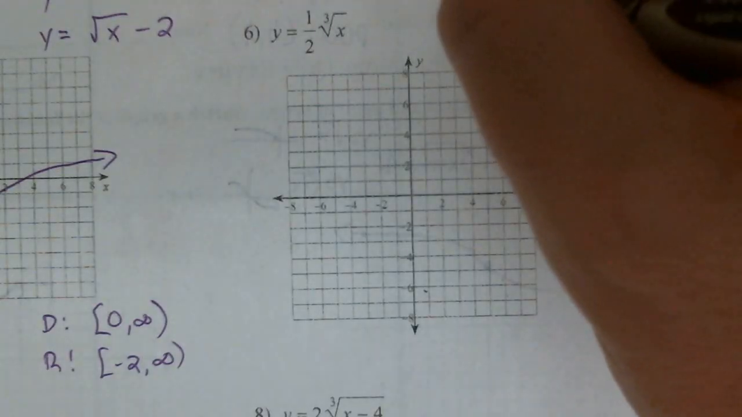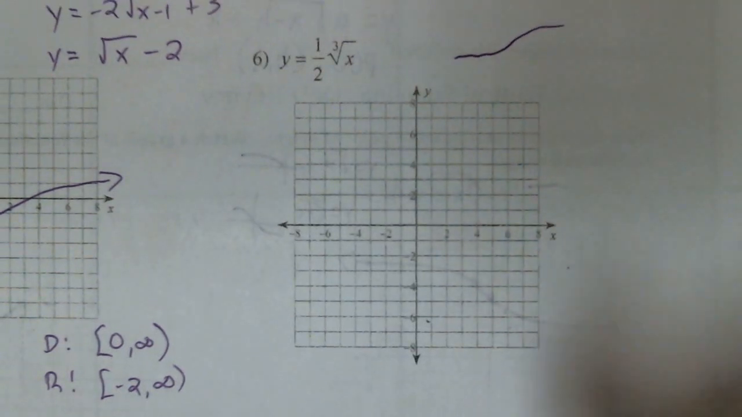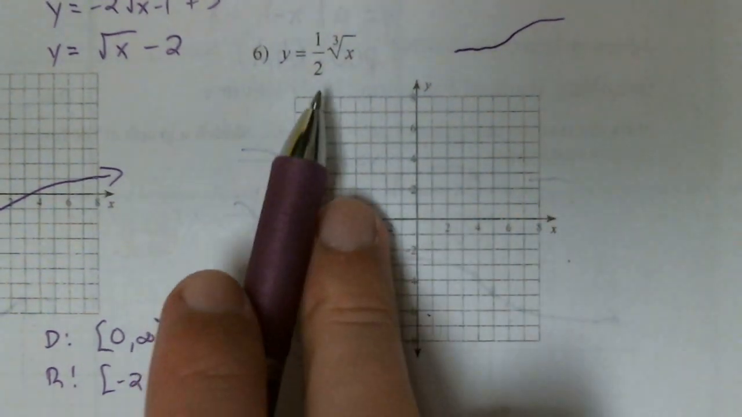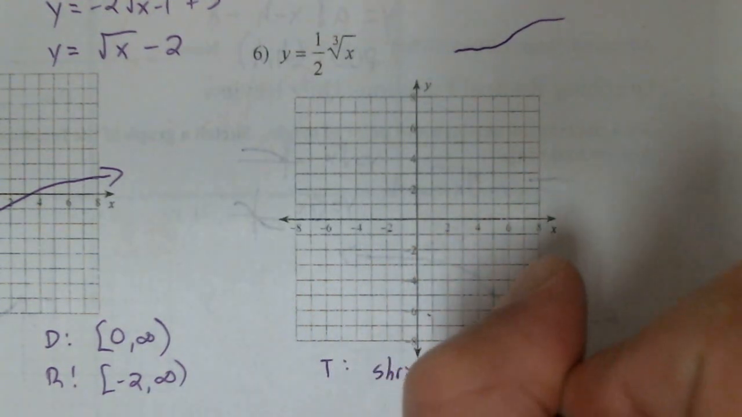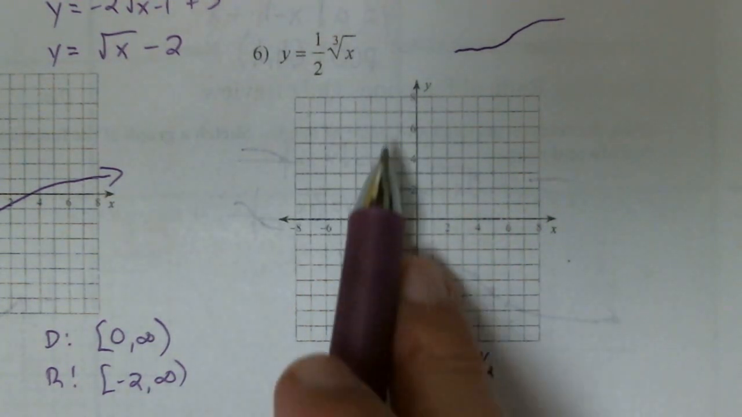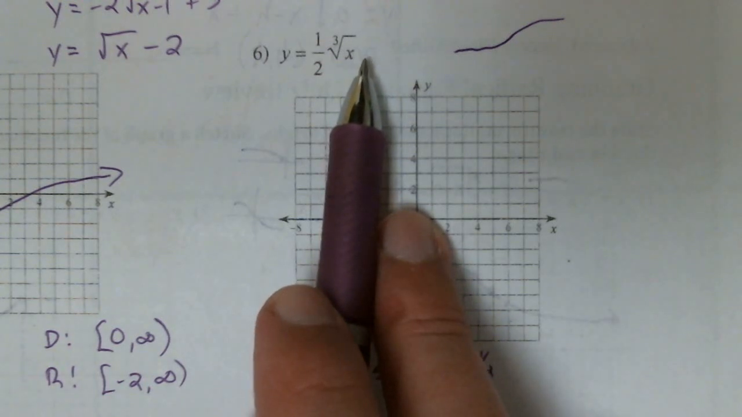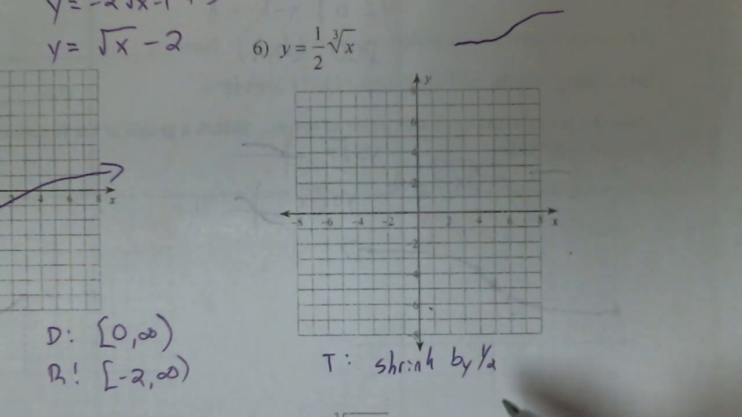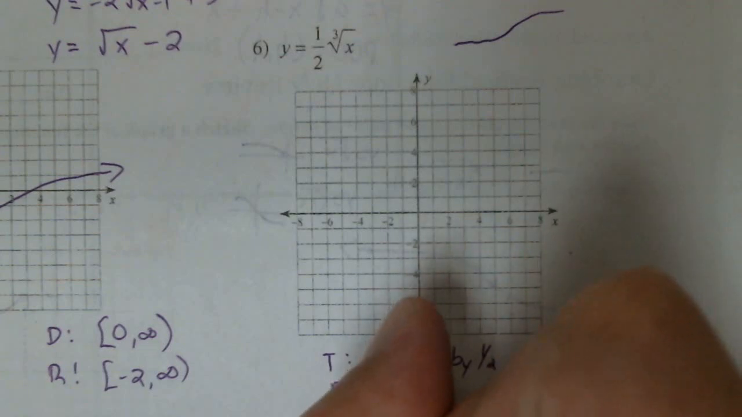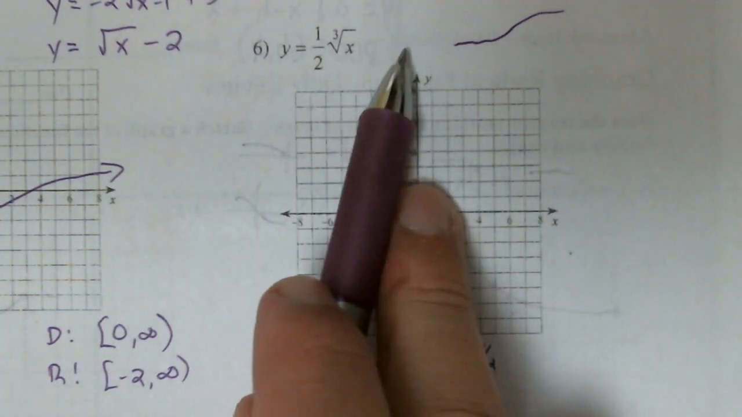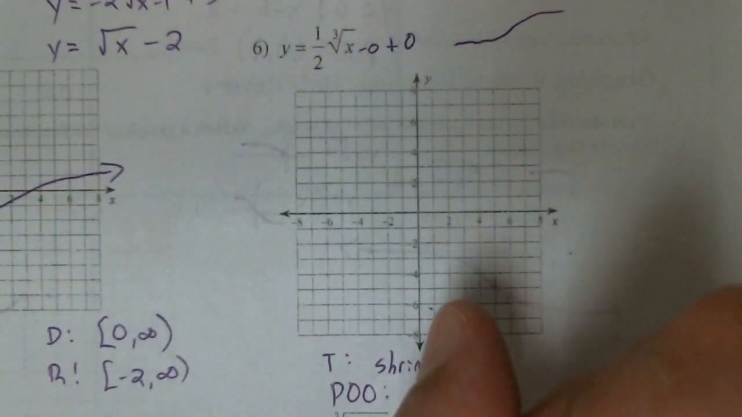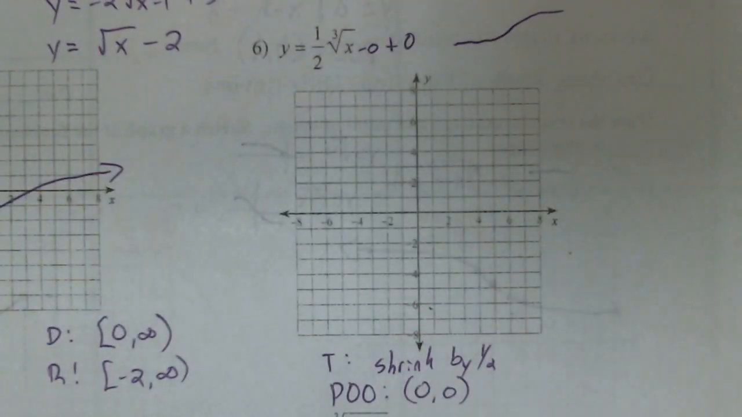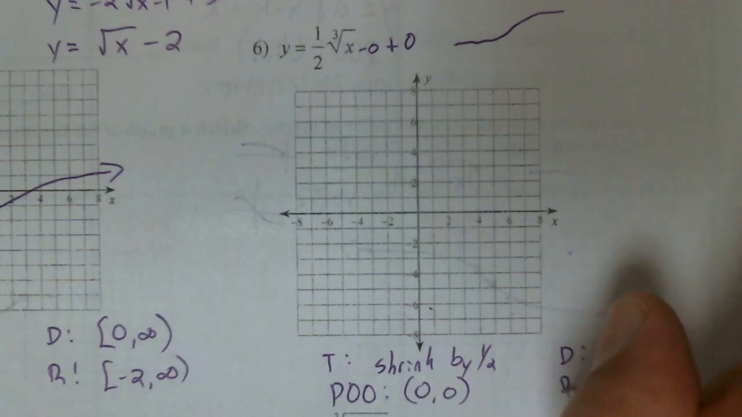Okay, number 6. Cube root, so I'm thinking my normal snake, right? So my transformations, no reflection, I see a shrink by 1/2, and then there's nothing else. That's literally all that is. Okay, so my poo is 0, comma 0. This is like x minus 0 plus 0. Okay, so my poo is the origin. All right, domain and range.